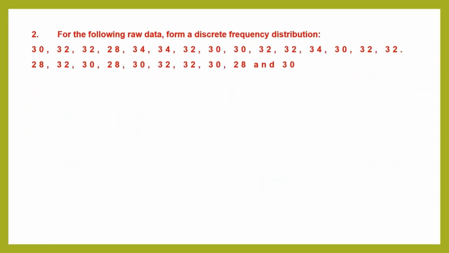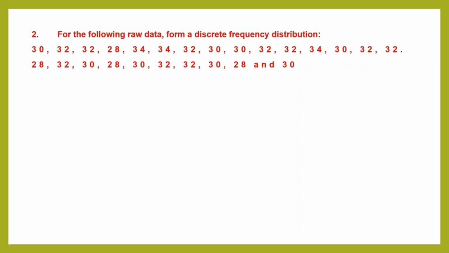Question 2. For the following raw data, we have to form a discrete frequency distribution table is what they're asking us. So this is called the raw data. Raw data is data that you get as you observe things, as you study whatever data you get, you write it down. That is called raw data. Now raw data has to be arranged. We have to organize it. So here they're asking us to draw a frequency distribution table.